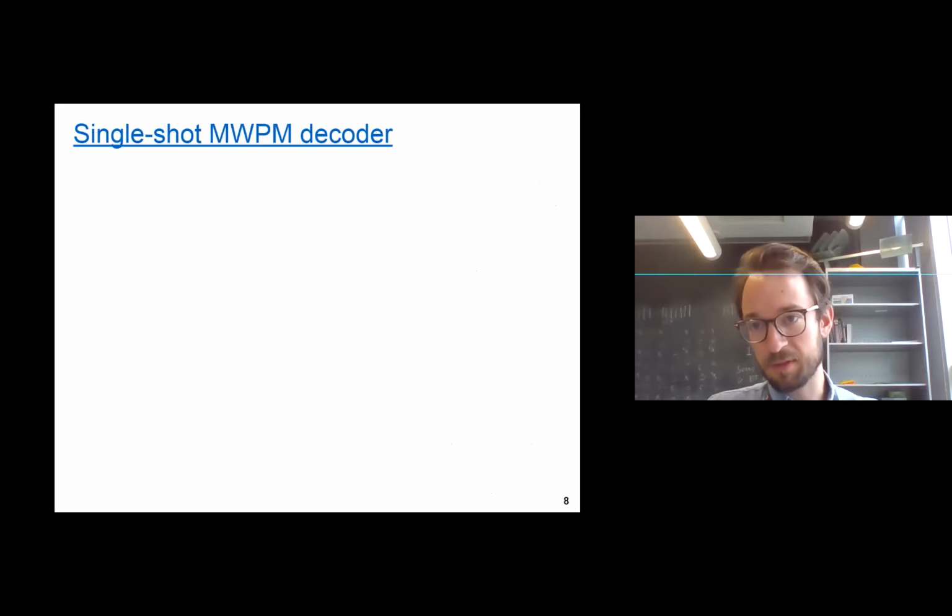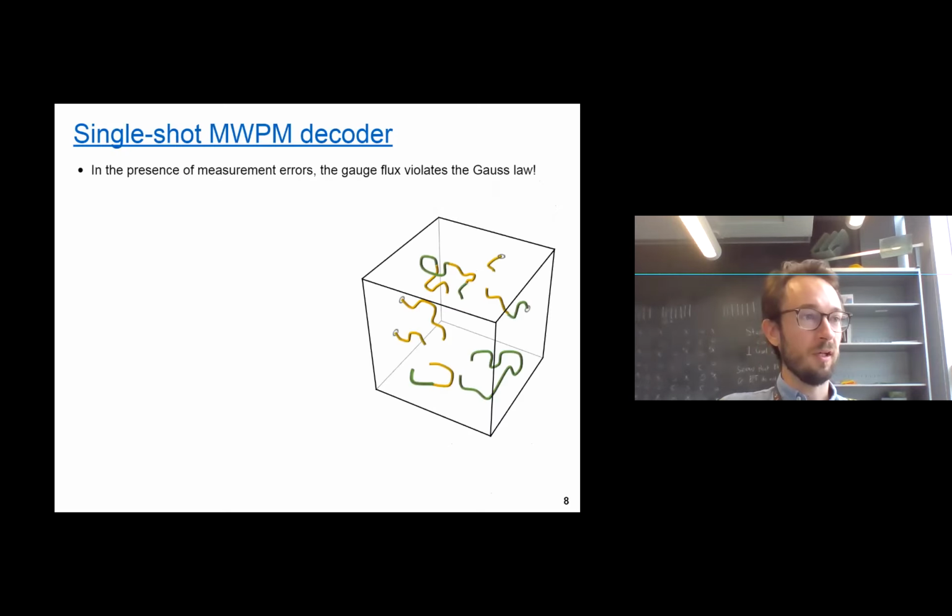And now I can tell you about the single shot minimum matching decoder. So in the general case, this is what you'll see. This is just a cartoon using the colors and the structure of the last slide. We've got these loops here, and these flux can change color. There's only two types of color, but in general they're going to be broken because we've got measurement error, so we measured the wrong thing. So in general we have these loops, but they're kind of broken up.